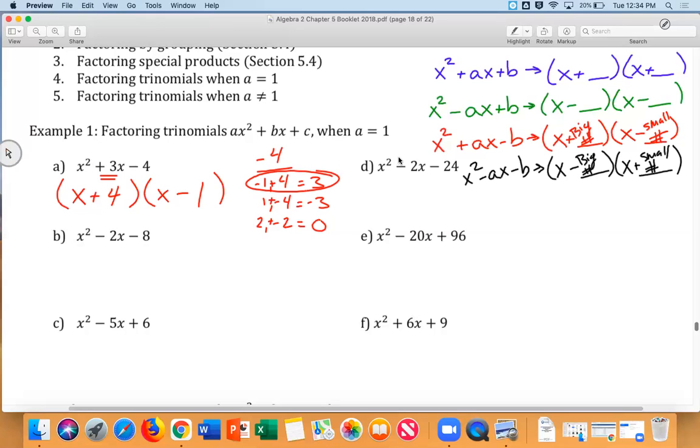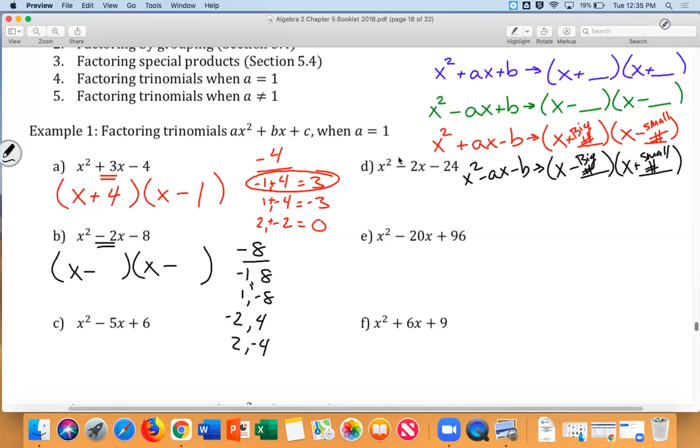All right, let's look at B. Which pattern does B follow, Hansi? Negative, negative. So that is black. So we have x minus times x minus. Now let's look at this. What are the factors of -8 that are going to add up to give me -2? So we have -1 and 8, 1 and -8, -2 and 4, and 2 and -4.